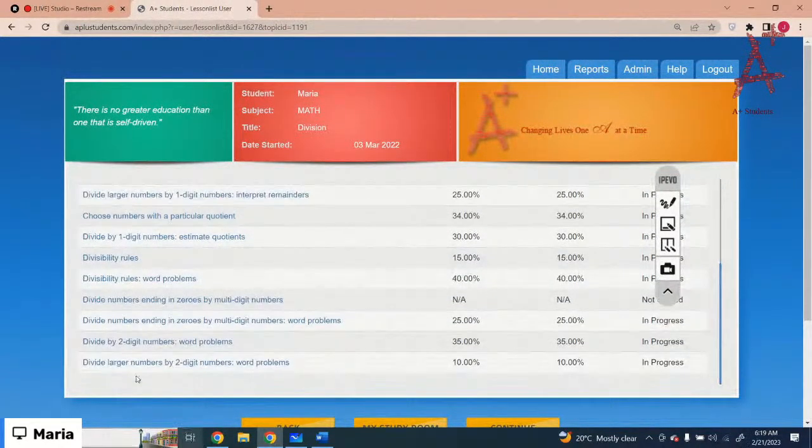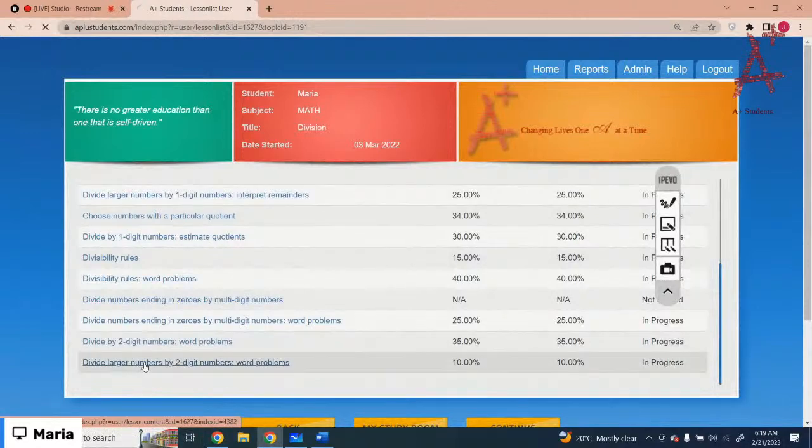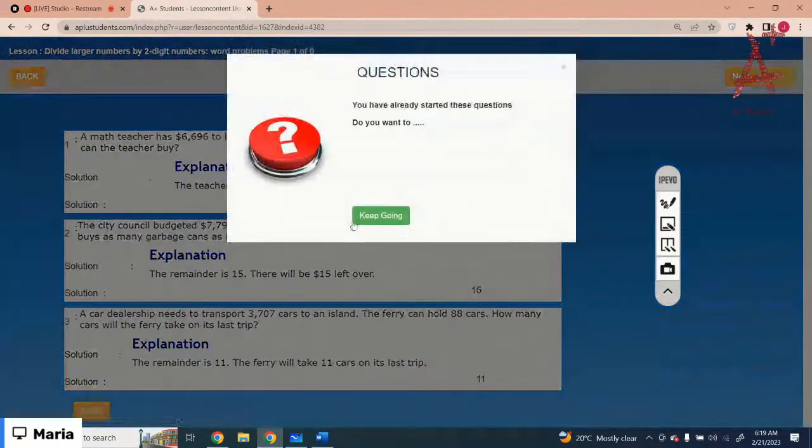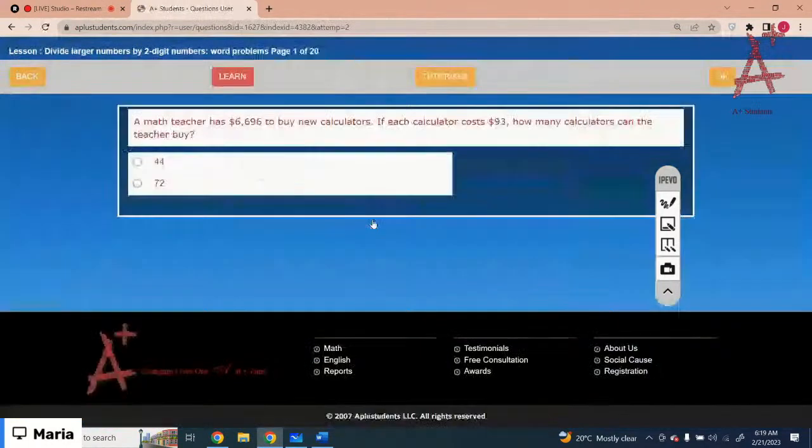Okay, the next one is divide larger number by two-digit number word problems. A math teacher has $6,696 to buy new calculators. If each calculator costs $93, how many calculators can the teacher buy? So basically that's a long division method you have to divide. Let's just start with the test questions. You can have a look at the tutorial yourself.